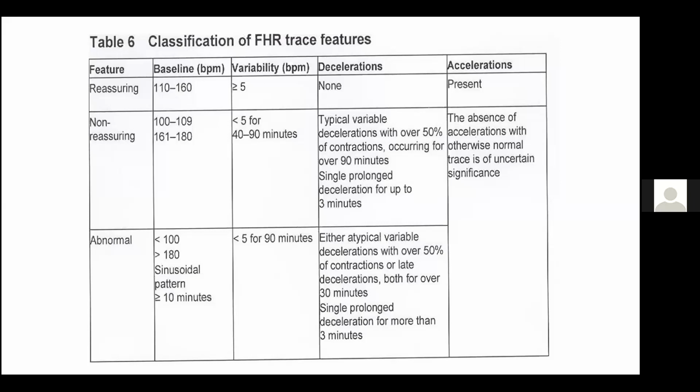Then you've got the non-reassuring signs. So this is the borderline brady or tachycardia, and then there's reduced variability for 40 minutes. And then we've got what we call variable decelerations, or single prolonged deceleration which lasts at least 3 minutes. So this is non-reassuring. So what do you do if you see a non-reassuring sign on a CTG? You repeat the CTG in 2 hours, right? Not 4 hours.